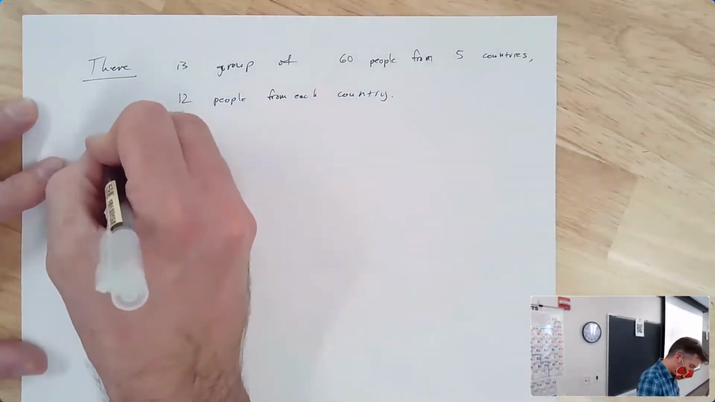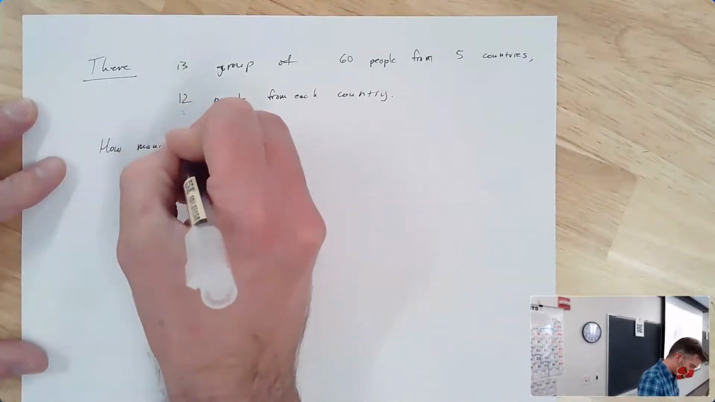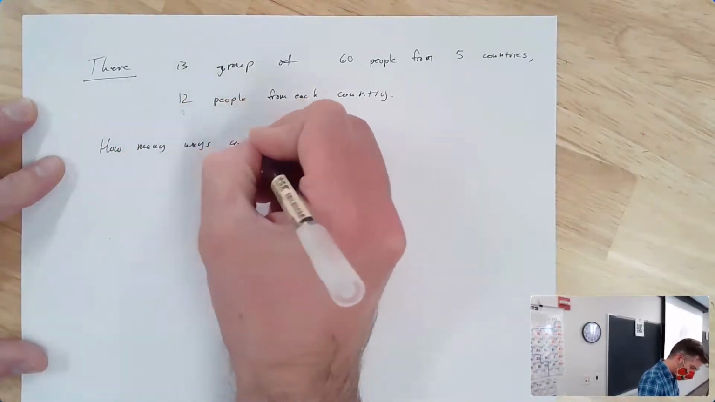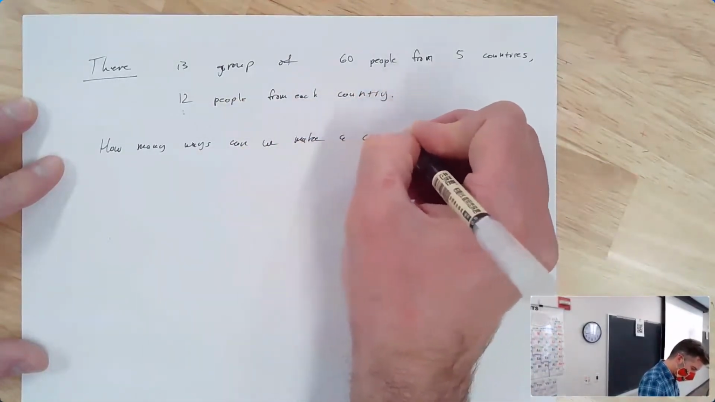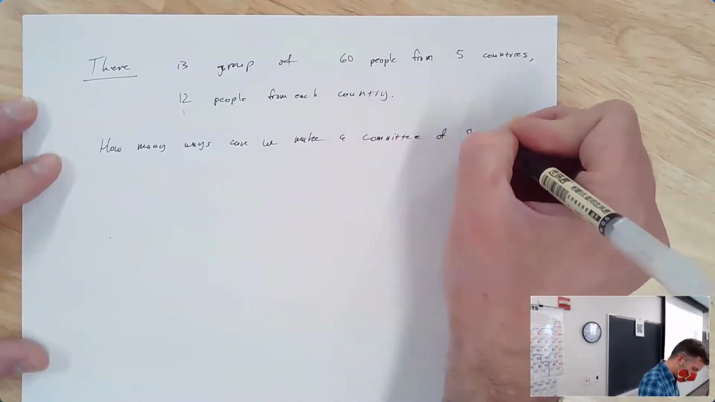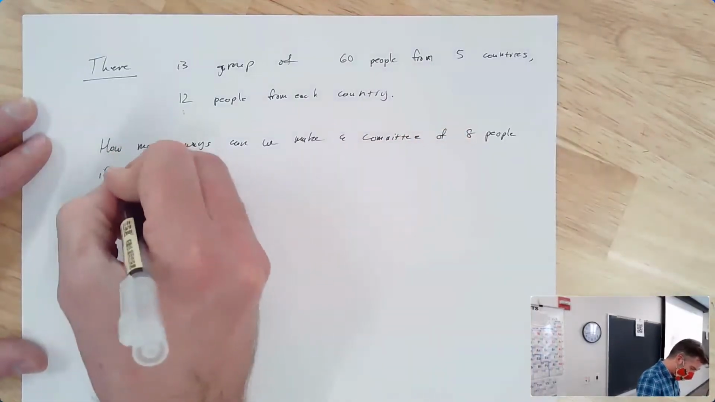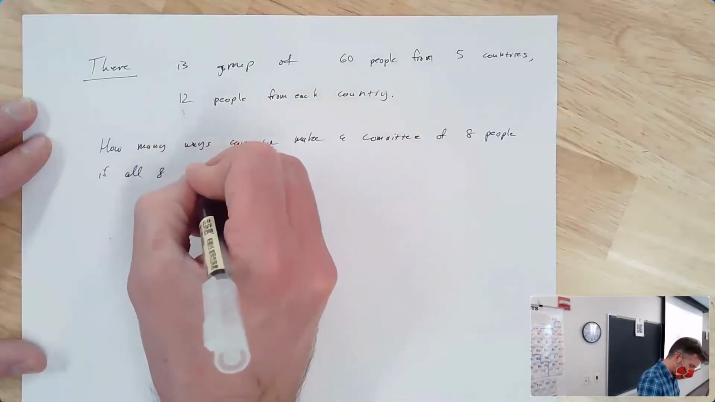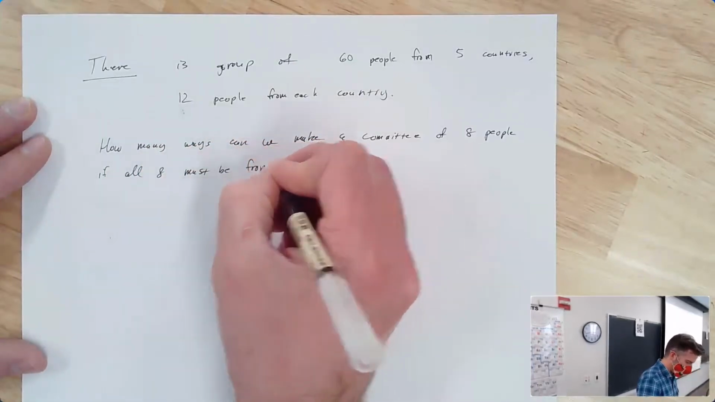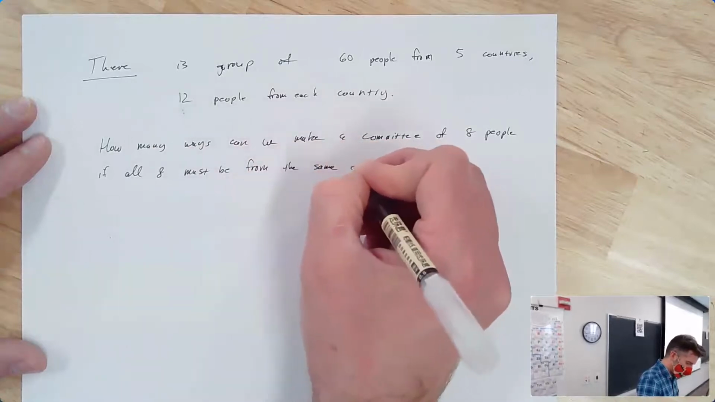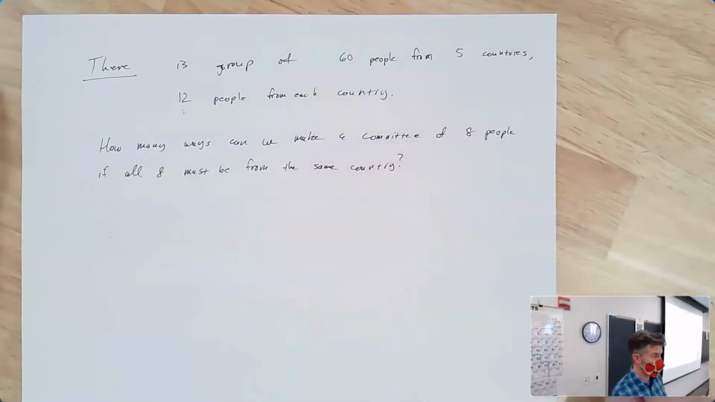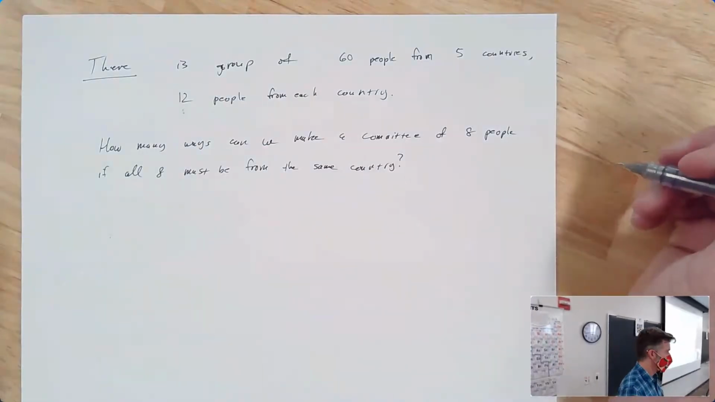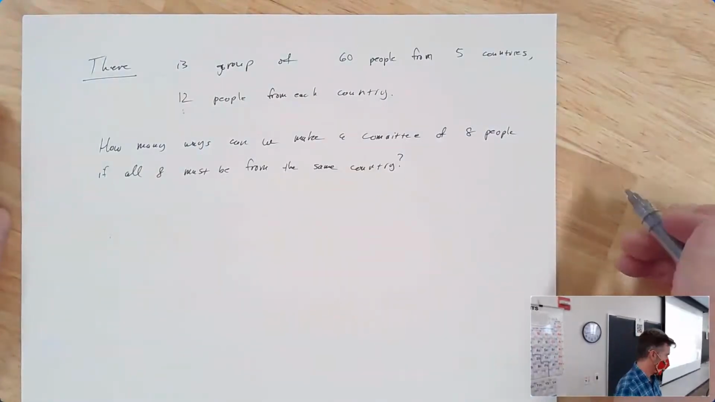How many ways can we make a committee of 8 people if all 8 must be from the same country? Really, the whole point of this question is just to make it easier to answer the second part of this question. So there's a lot of options, but not really a lot of options.